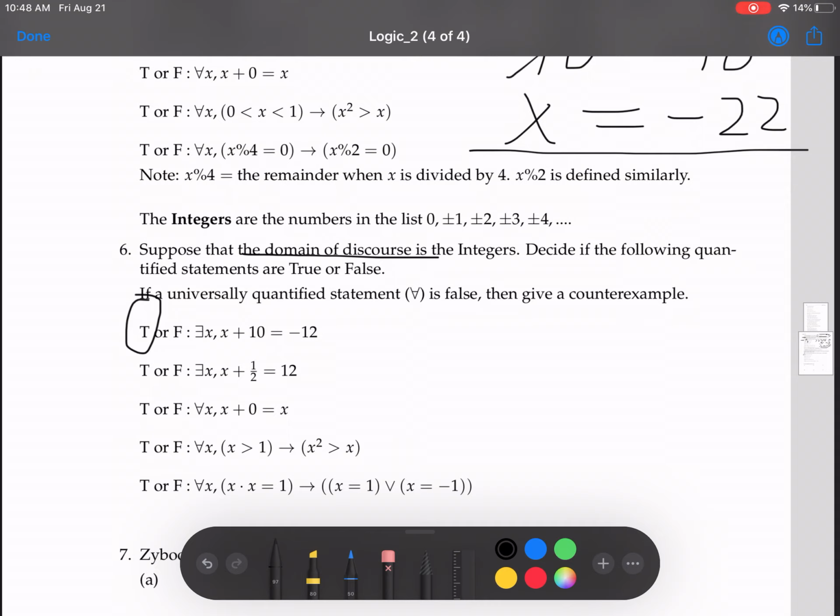All right, now some of these that are the same for both 5 and 6 are going to be true for both of them. Some are going to be false. Some are going to be true in one, not in the other.